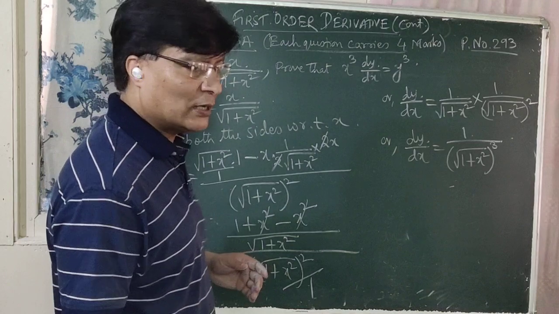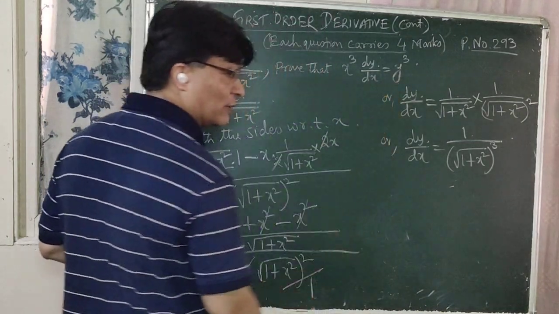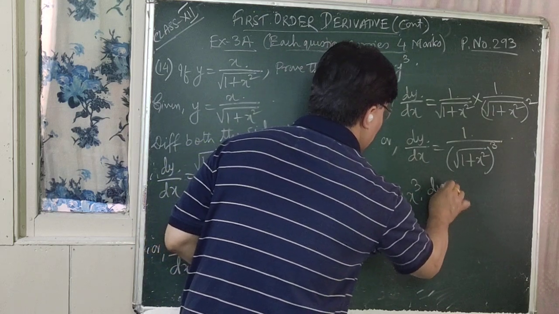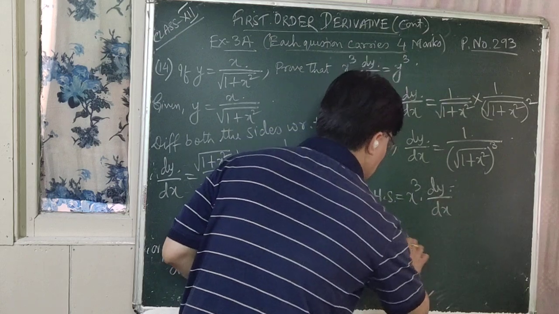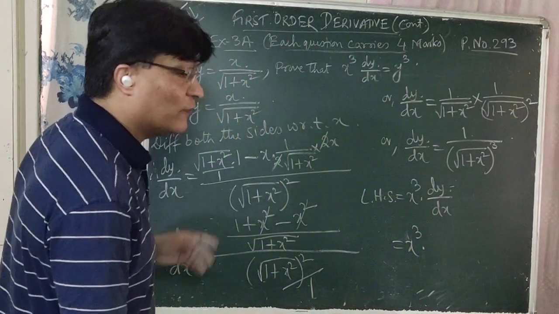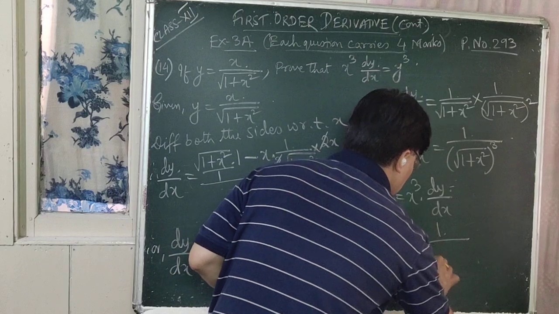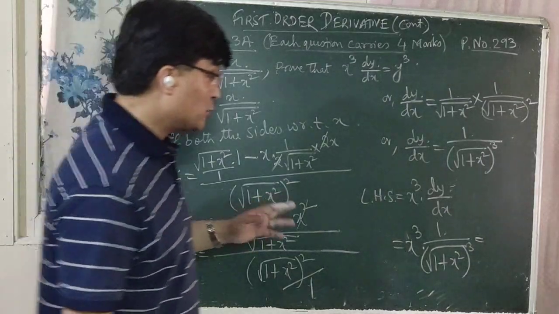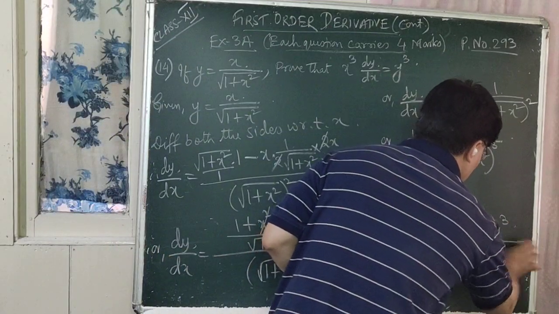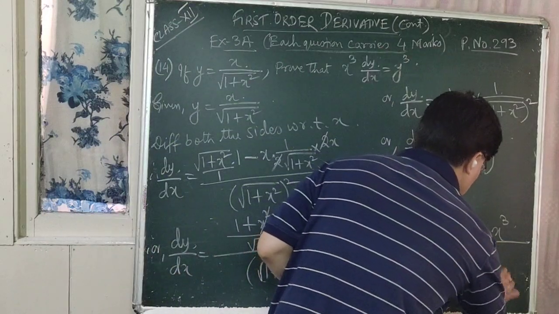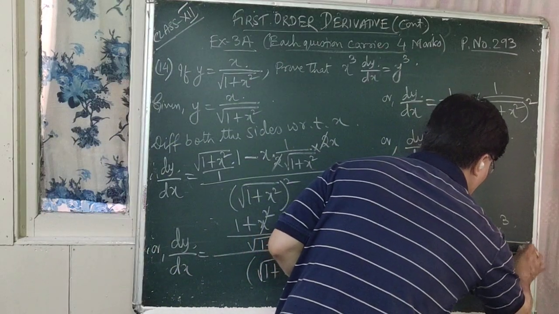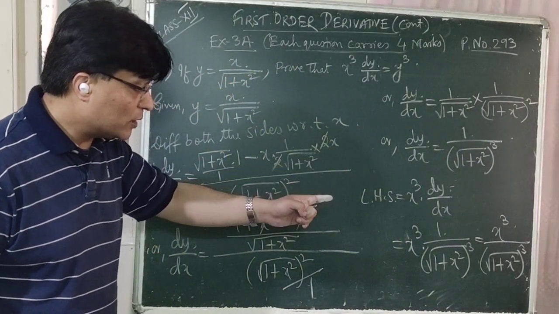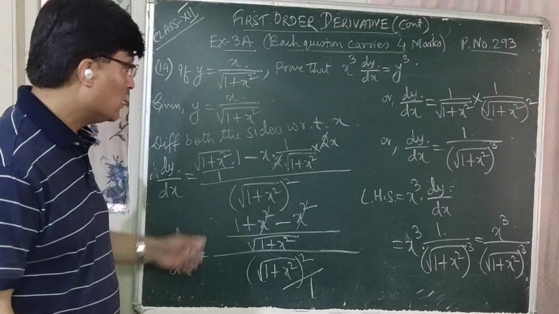Is it clear now? Now let us prove LHS is equal to RHS, right? So what is LHS? X cube into dy by dx, right? Is equal to x cube into, what is the value for dy by dx? It is 1 upon root over 1 plus x square whole cube. So x cube into 1 is x cube divided by, in the denominator, root over 1 plus x square whole cube. Is that clear now? This is your left hand side.